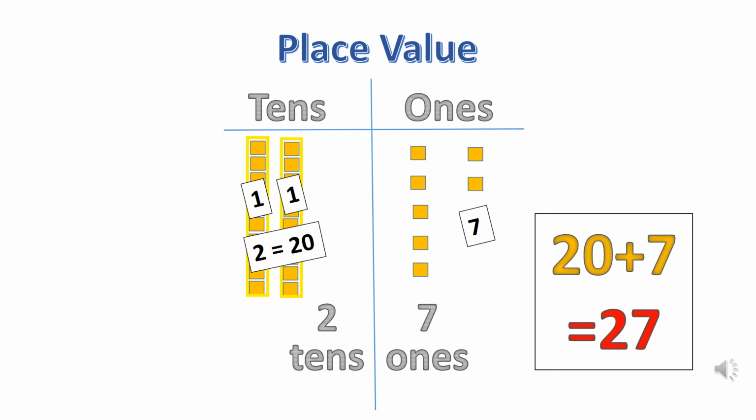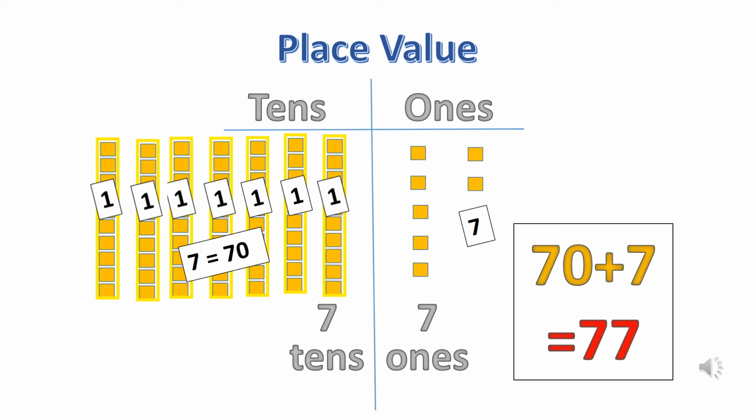Look at how we show the number 27 in the place value chart. We put 2 ten sticks in the tens place. 10 plus 10, that gives us a value of 20. 2 tens equals 20. And we put the 7 ones in the ones place. So 2 tens plus 7 ones gives us 27.